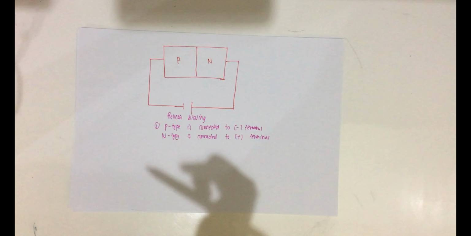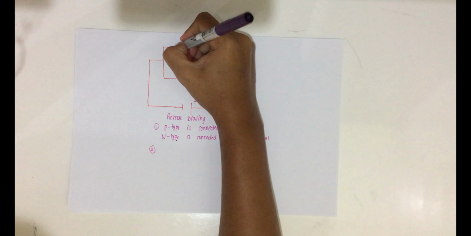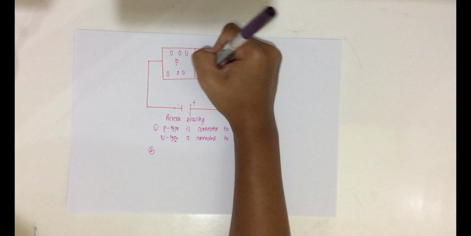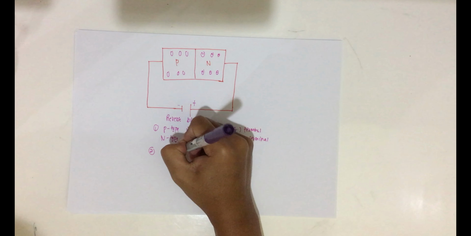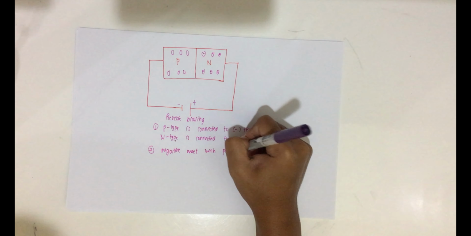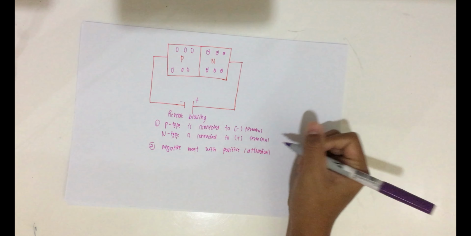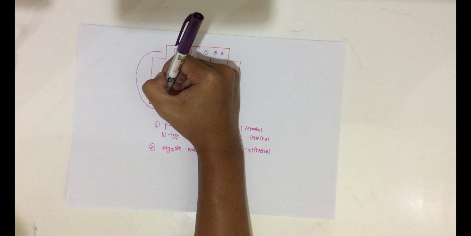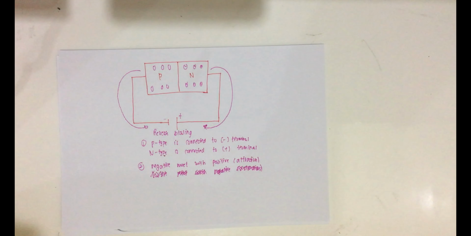So how the process of reverse biasing can occur? As we know that P is rich with holes and N-type is rich with electrons. So when negative meets with positive, the process of attraction will occur, which is the opposite of forward biasing. So here the holes will move towards the negative terminal.